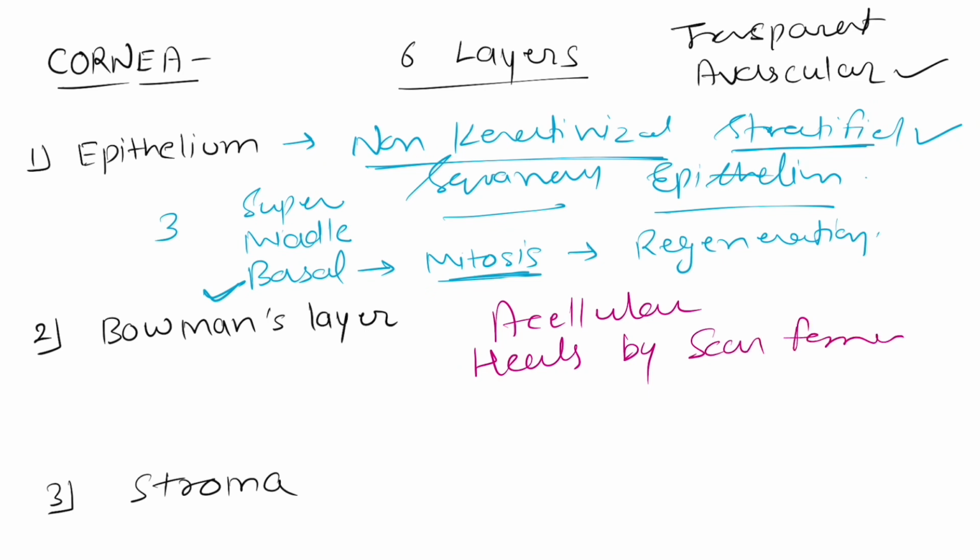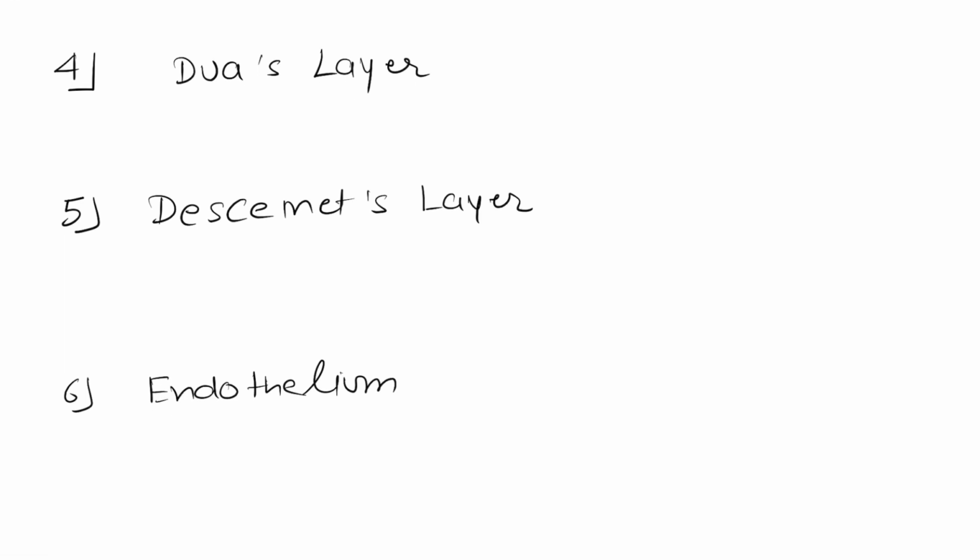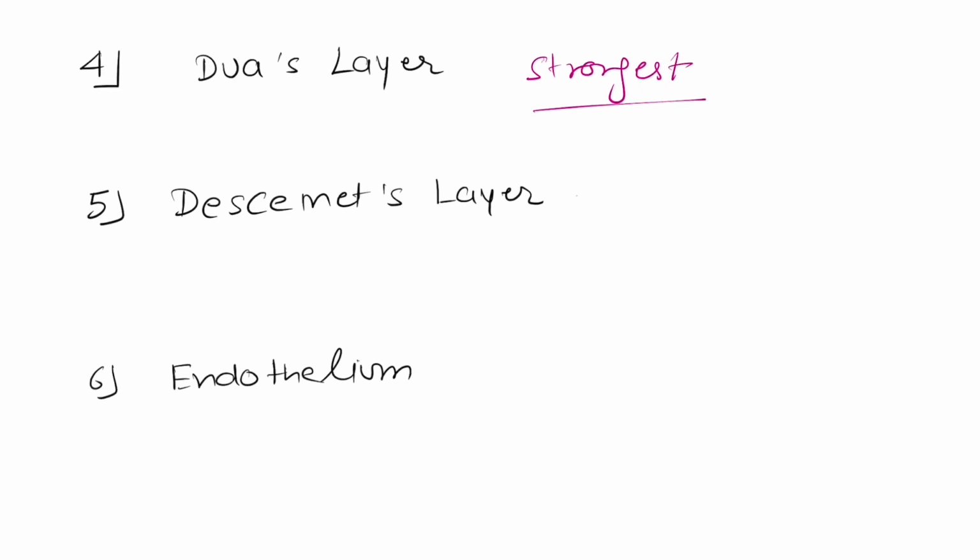What is the stroma? The stroma is the third layer of the cornea. It makes up 90% of the corneal thickness, and it contains collagen type 1. So: stroma, collagen type 1. The next layer is Dua's layer. Dua's layer is the strongest layer of the cornea. The next layer is Descemet's membrane.